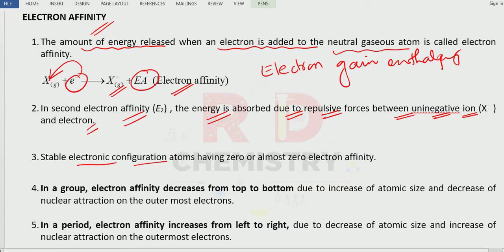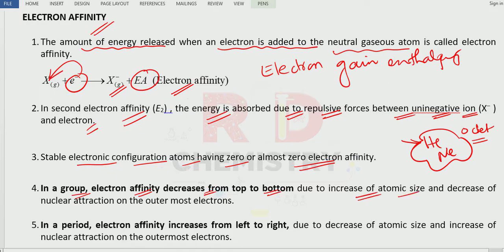Atoms with a stable electronic configuration have zero or almost zero electron affinity. For example, helium, neon, argon. These have stable electronic configurations. They have a completed octet, except for helium. Therefore, they have no tendency to gain an electron. Therefore, no energy is released. They will not receive electrons also. Point number 4. In a group, electron affinity decreases from top to bottom due to increase in atomic size and the attraction decreases. In a period, electron affinity increases from left to right because the size decreases, therefore attraction goes on increasing.